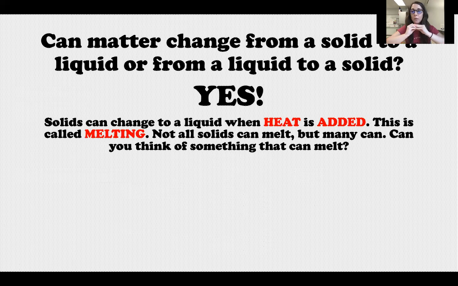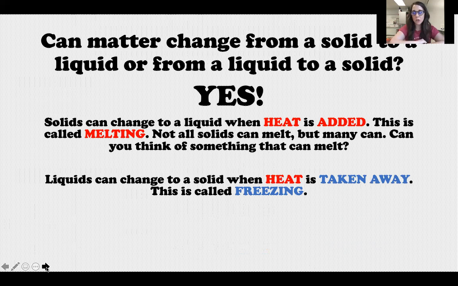Also, if we have a liquid and we add heat to it, we have another change that happens, which is called evaporation. And evaporation is when a liquid is heated up and turns into a gas. We'll talk more about evaporation later on in the school year. And then liquids can change to a solid when heat is taken away. This is called freezing. So think about if you have a water bottle and you put it into the freezer, the heat is taken away or removed, and then after a couple of hours, it turns into a solid. You have ice. That's called freezing.